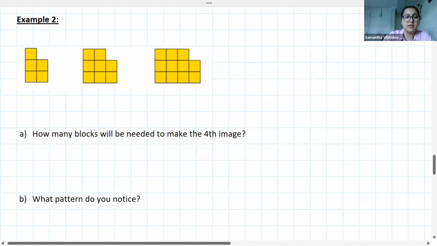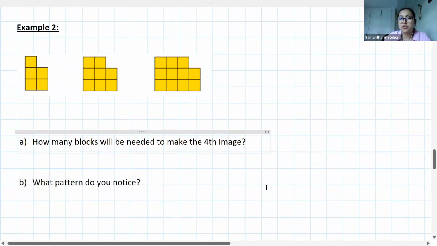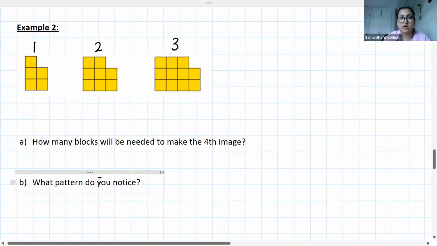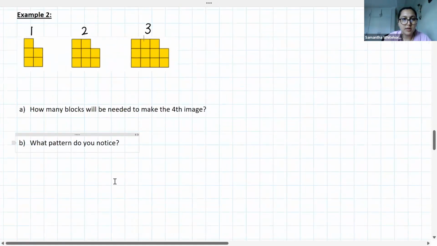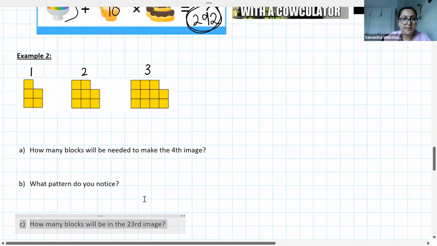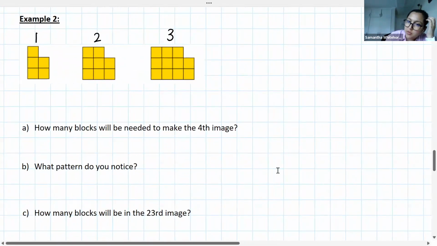And this one is pictorial. It's a picture. All right. So, we've got some blocks here. The first thing I want you to do before we do anything is tell me how many blocks are in picture 1, picture 2, picture 3, because we need that information if we're going to start answering any questions. So how many blocks are there in picture 1, picture 2, picture 3?